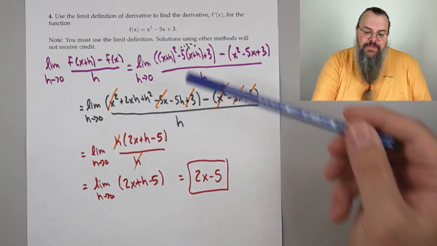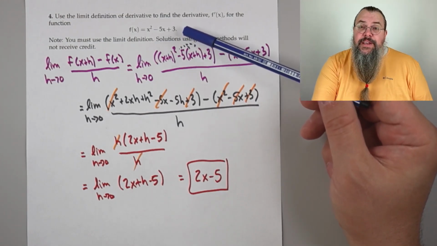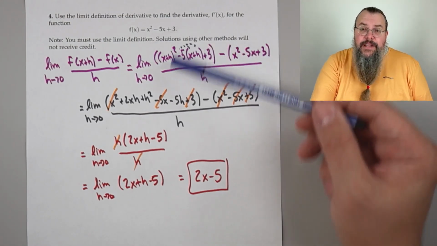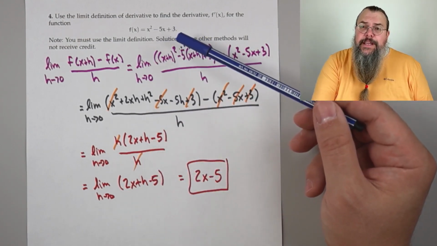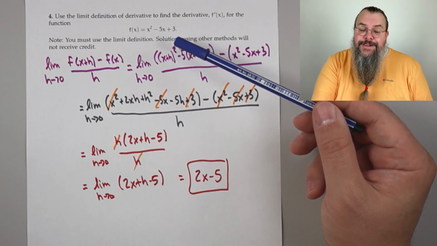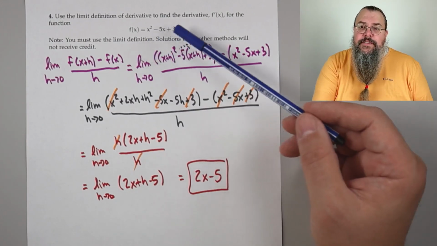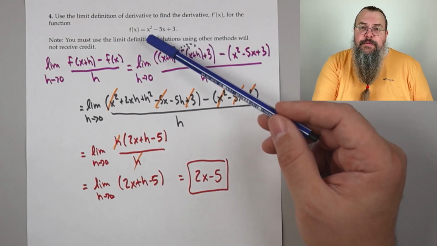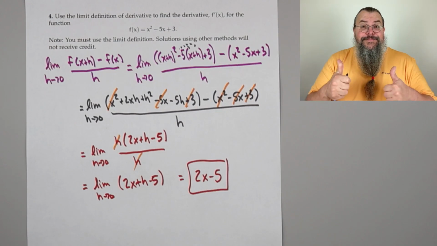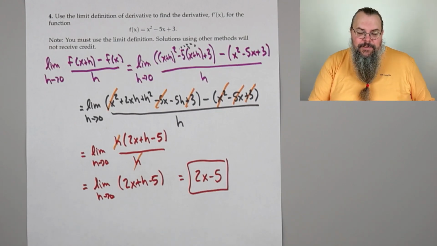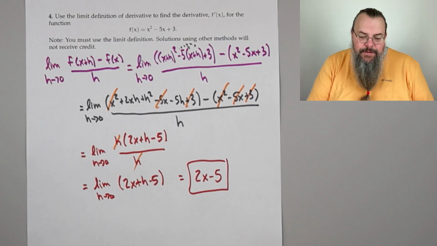So what's the check? We have this function, x squared minus 5x plus 3. Take the derivative. Not this derivative, not this way. Just take the derivative like a normal sane person would. Well, derivative of x squared is 2x, derivative of minus 5x is minus 5, derivative of plus 3 is 0. So you end up with 2x minus 5, which is what we see down here. So that's a great sign. Very, very good sign. All right, good. What a nice, fun problem.